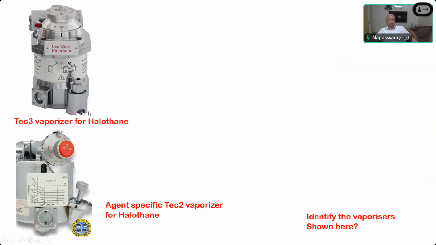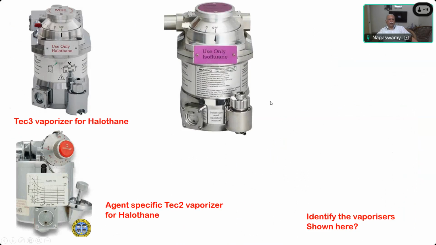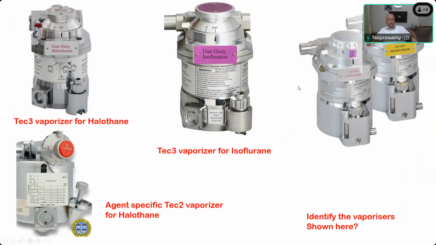So this is Tec 2, Tec 3, and again this has more or less similar features, but again it is agent specific, and there is a small change made in that. So this is also Tec 3 for isoflurane, and these are called the Tec 3 funnel fill vaporizers. So these are funnel fill vaporizers for isoflurane and sevoflurane.